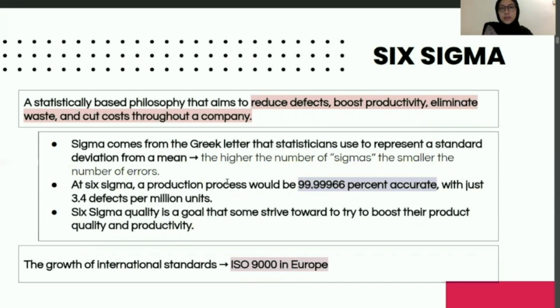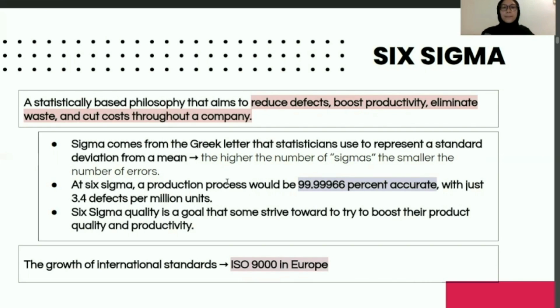So basically, Six Sigma is a statistically based philosophy that aims to reduce defects, boost productivity, eliminate waste, and cut costs throughout a company. The word sigma itself comes from the Greek letter that statisticians use to represent a standard deviation from a mean. And the higher the number of sigmas, the smaller the number of errors is. At Six Sigma, a production process would be 99.99966% accurate, with just 3.4% defects per million units. While it's almost impossible for a company to achieve such perfection, Six Sigma quality is a goal that some strive toward to try to boost their product quality and productivity.